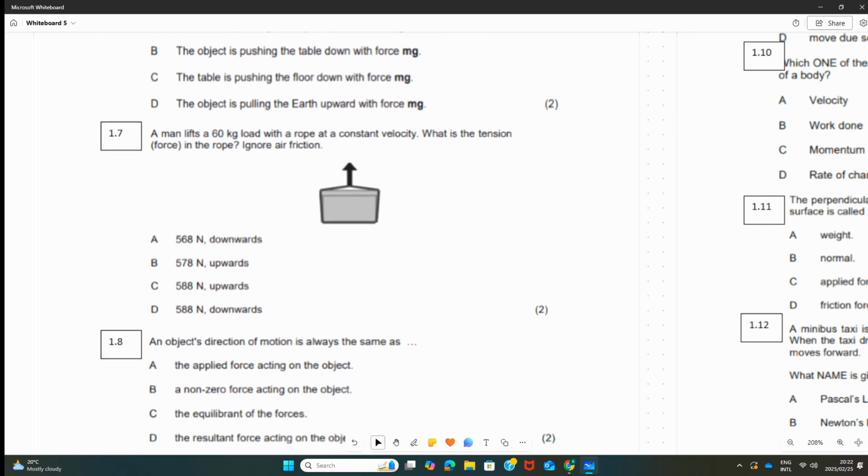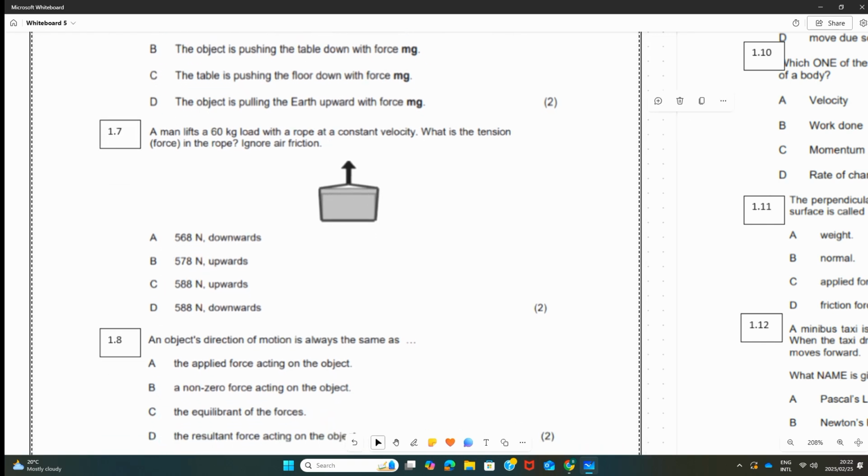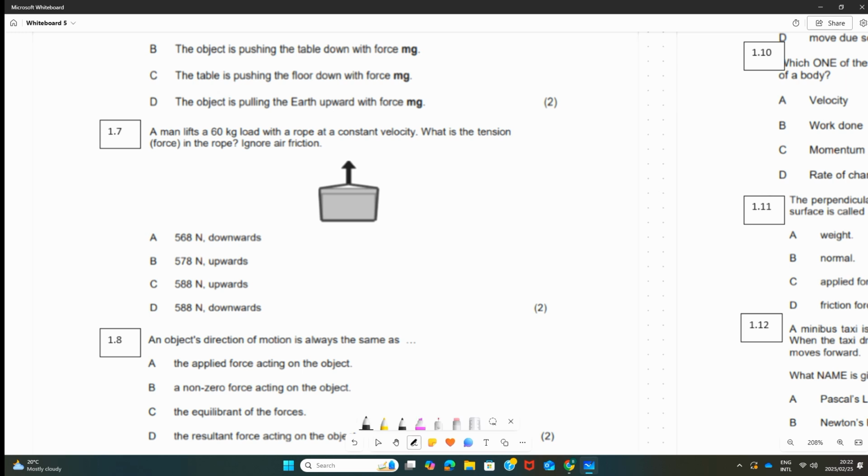Then moving forward to question 1.7. A man lifts a 60-kilogram load with a rope at a constant velocity. Underline that word, because it's one of the key words. What is the tension force in the rope? Ignore air friction. In this case, the tension is between the man's hand and the 60-kilogram load.